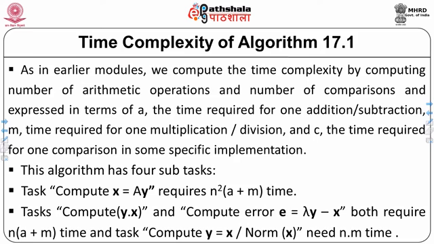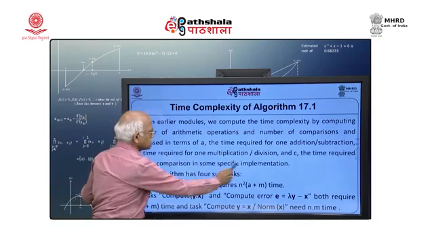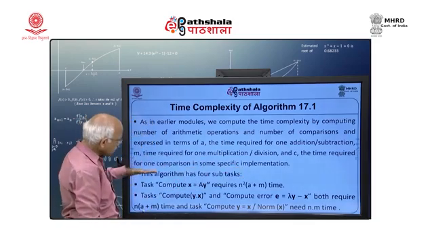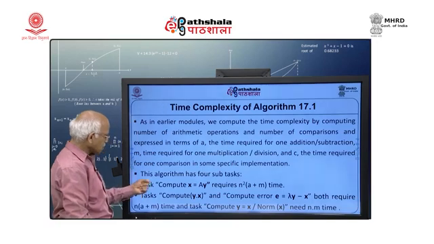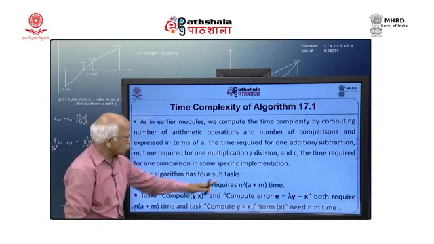In some specific implementations, this algorithm has 4 subtasks we have already seen. So, these times are taken with some specific implementations. This algorithm has 4 subtasks. The task compute x bar equal to A y bar requires what? N square into A plus M time.